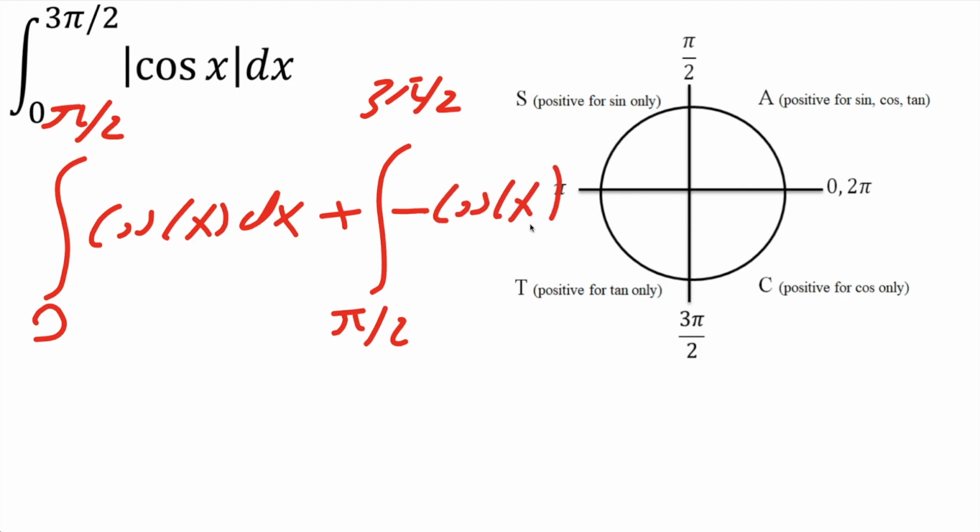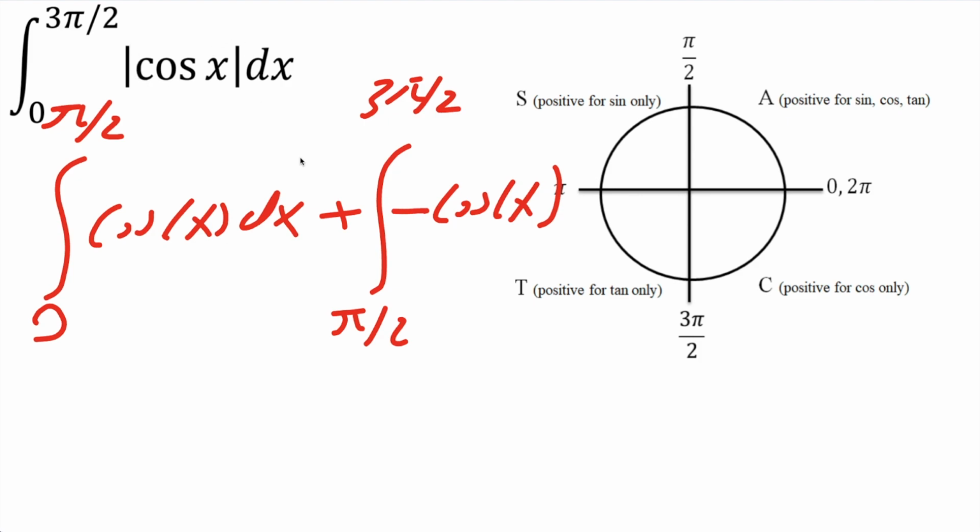And let's think about this. Let's say you have pi right here. Cosine pi is -1. Absolute value of -1 is +1. Now let's try it here. Negative cosine pi. So cosine pi is -1. A negative in front gives you -1, which is +1. So it's the same. So by splitting it up, we can remove the absolute value.